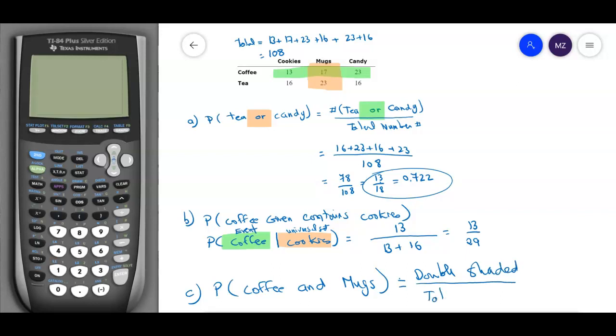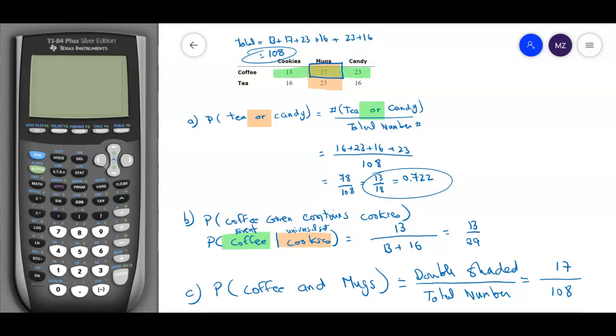So the total number, which is 108 again. We don't have a conditional here, so this is going to be 108. We go back to the universal set, the original one. What is the double colored area for us? It will be only 17. That's all. So this is the number that you're looking for. That's coffee and mugs, right? Do you see, only 17 of them have coffee and mugs. So this is going to be 17 over 108.